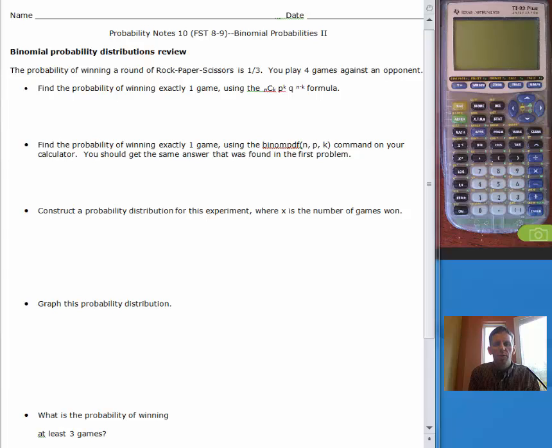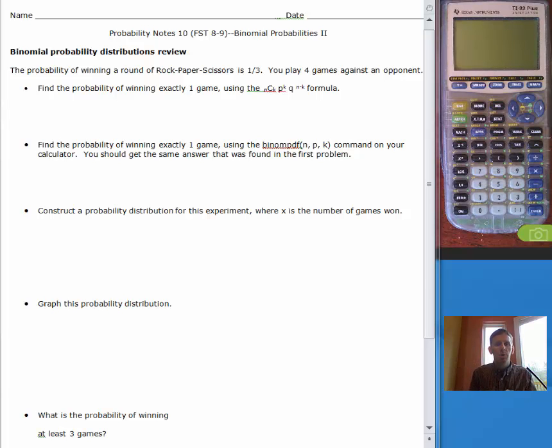The probability of winning a round of rock, paper, scissors is 1 out of 3. You've got rock, paper, scissors, a 1 out of 3 chance of winning, 2 out of 3 chance of not winning. Now there's a 1 out of 3 chance of losing and a 1 out of 3 chance of tying. We're going to consider this to be a binomial situation because you can either win or not win. Not win means you either tie or you lose, but there are two possible outcomes here.